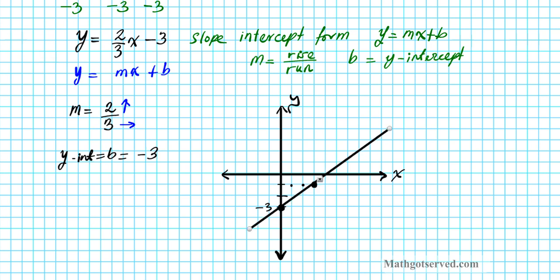So this example basically shows you how to go from standard form to slope-intercept form and how to graph a line given a slope-intercept form. Okay, so what is the equation of this line? The equation of this line is y equals 2/3x minus 3 in slope-intercept form, or 2x minus 3y equals 3 in standard form. Okay, these two equations are exactly the same, but they just have different forms.